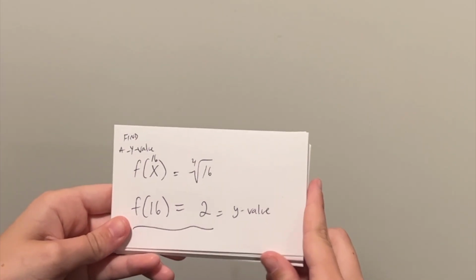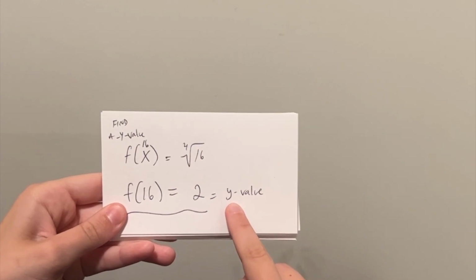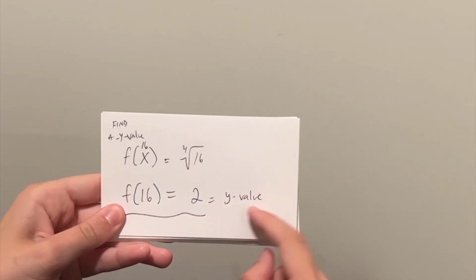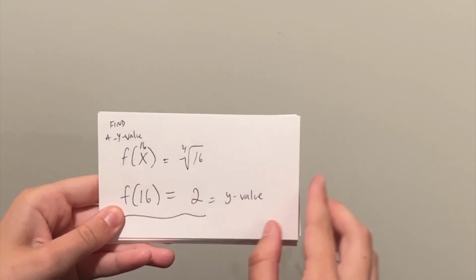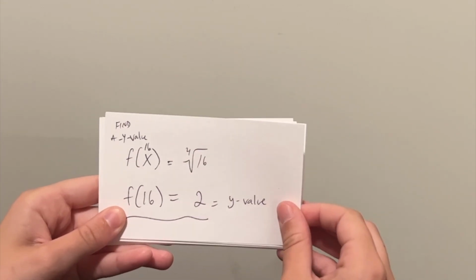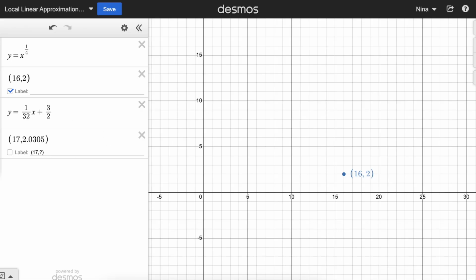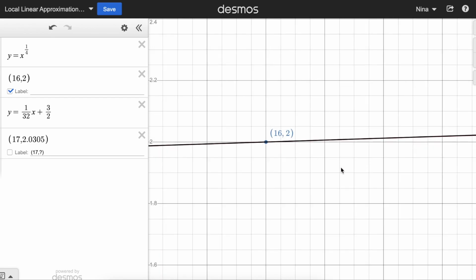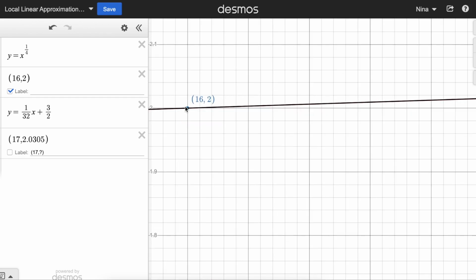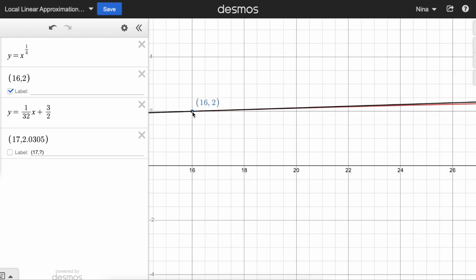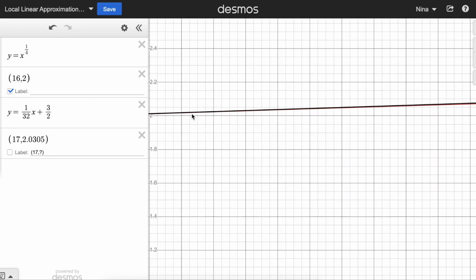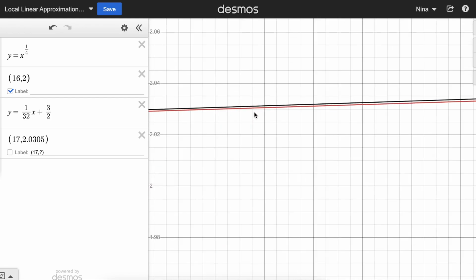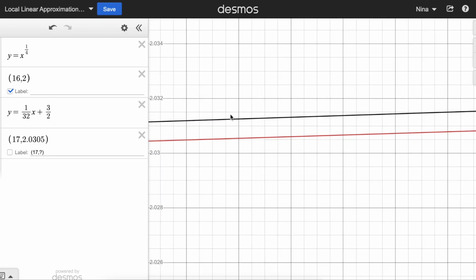Then we need a y value. To do this, we always plug back into the original function. Plugging in x sub 0, or 16, into the original function, we get 2 as the y value. Here in the Desmos graph, the point (16, 2) is highlighted on the red function, y equals the fourth root of x. The black tangent line to the point (16, 2) is shown. Notice how close the black tangent line is to the red parent function at the x value of 17. It's a matter of less than 1/1000th. This makes it a good approximation.